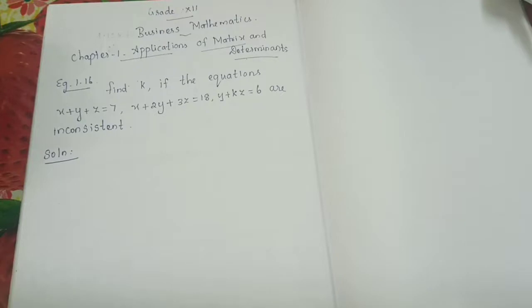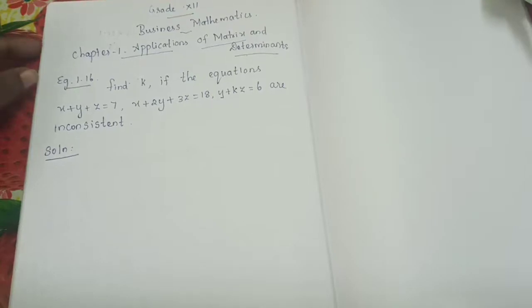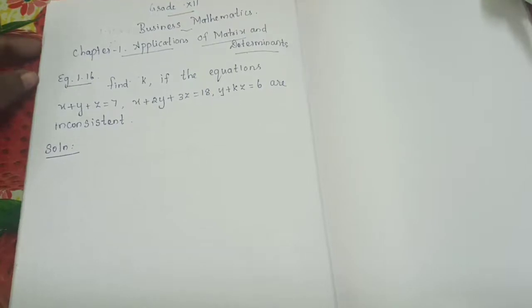Last class we learned Chapter 1 up to example 1.15. So today let's start from example 1.16. We have been learning testing the consistency of matrices for the last two classes, and today we are continuing that.